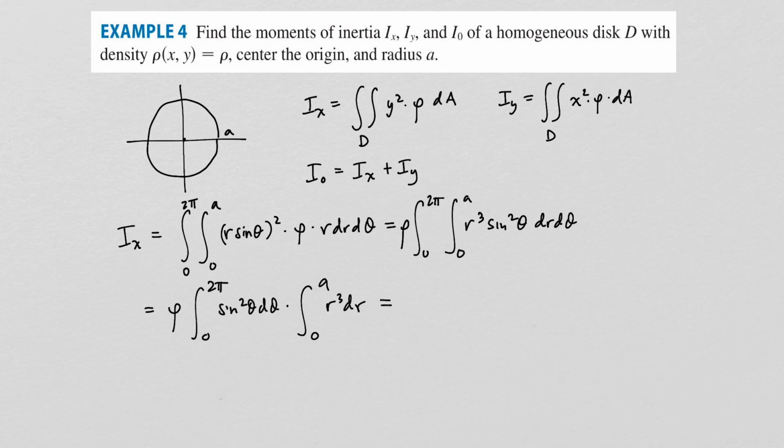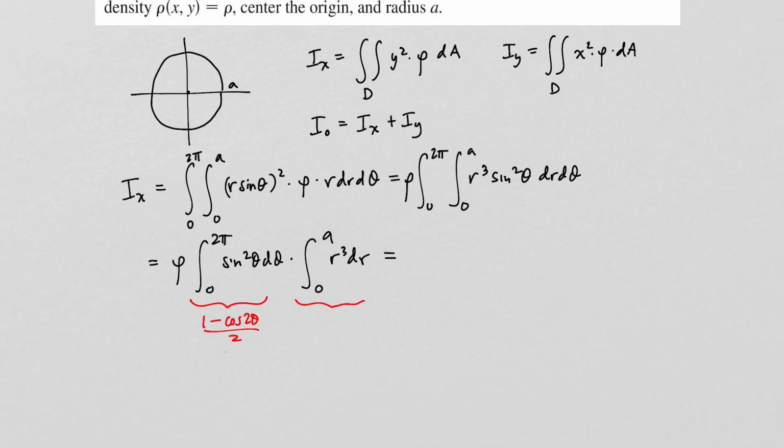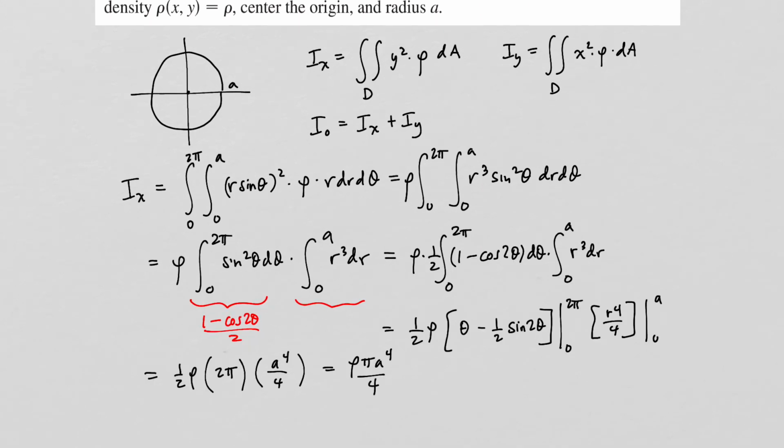Okay, now the integration, this requires a half angle identity, 1 minus the cosine of 2 theta divided by 2. Then we have to integrate that, and then this one here is pretty straightforward integration. So let's go ahead and do that work off camera. Okay, and so there it is in all its glory.